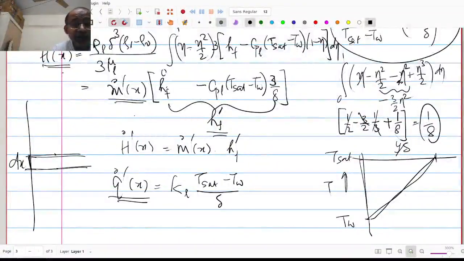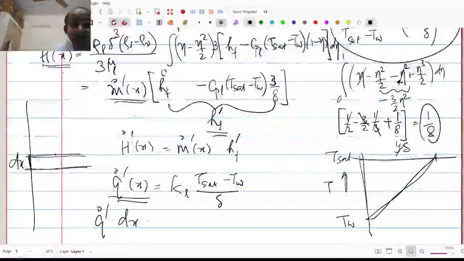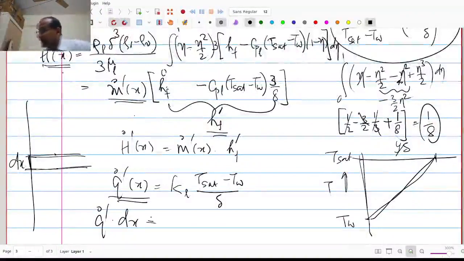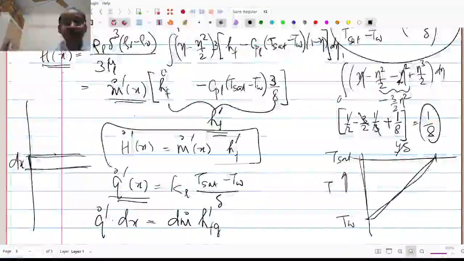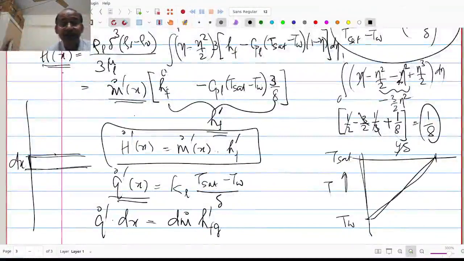So if I write that as Q dot prime multiplied by dx is equal to dm dot into hfg prime, right? Because m dot x into hf prime is at any x, so at x and x plus dx, if I write this, then the dm dot multiplied by hfg prime. Okay, this is actually hf prime.